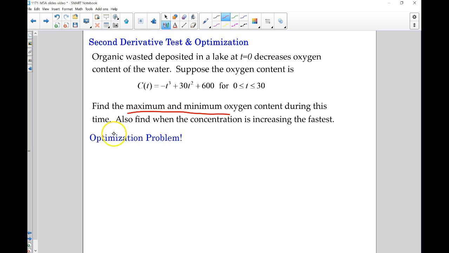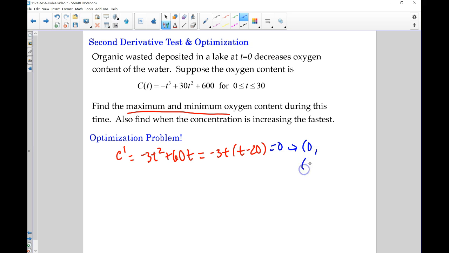So C prime, computing this, is negative 3t squared plus 60t, and I'm going to factor it because I have a habit of doing that, minus 3t, t minus 20, and if this is equal to 0, that gives me critical numbers of 0 as the x-coordinate and 20, and these end up being 600 for the concentration and 4600 for the concentration. Okay, so I have my critical points.